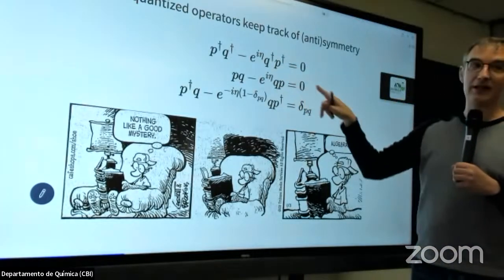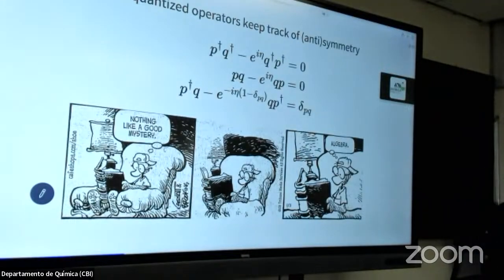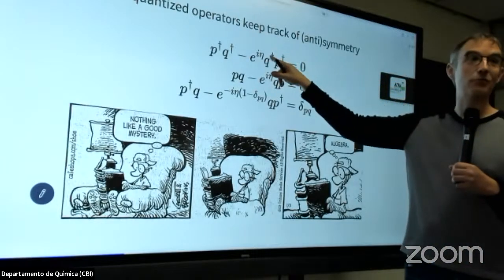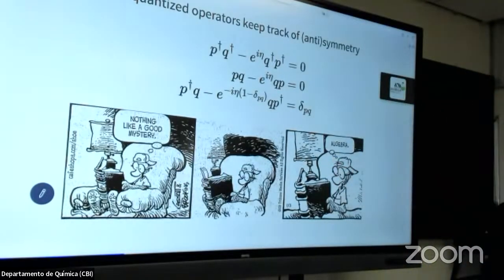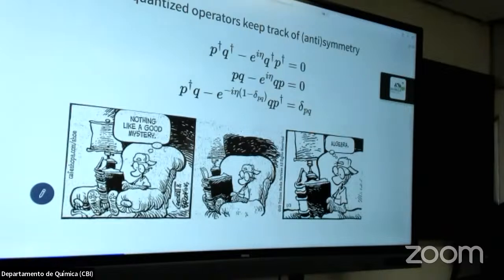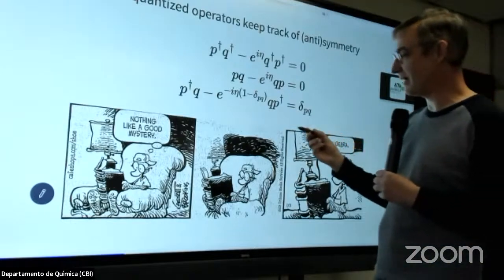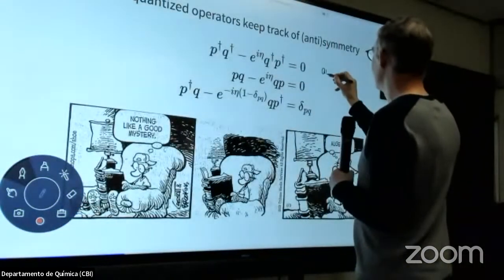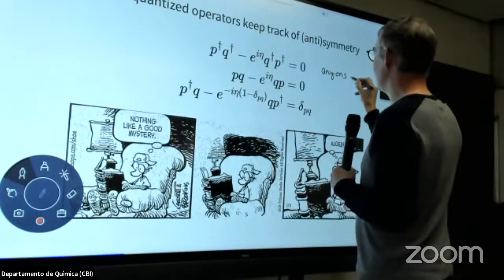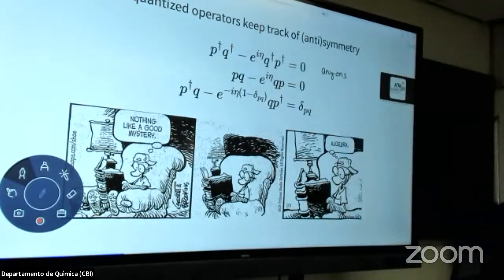I write them like this so that it's clear that everything I'm going to tell you today, or almost everything I'm going to tell you today, doesn't depend on whether we're dealing with fermions or bosons, okay? If eta is 0, this is bosons. If eta is pi, this is fermions. Does anyone know what you call it if eta is not 0 or pi? So if it's not 0 or pi, then these are anyons, right? So everything works.